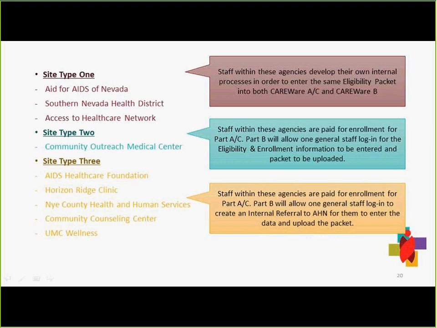Site Type 3 are agencies that are only funded through Part A for enrollment. They do not have access whatsoever to CareWare Part B. These agencies include AIDS Healthcare Foundation, Horizon Ridge Clinic, Nye County Health and Human Services, Community Counseling Center, and UMC Wellness. There is no expectation of these agencies to enter in eligibility data because they do not have access to do so in CareWare Part B. What they do now is create an internal referral to AHN. AHN is being so gracious in getting all of that information entered into CareWare Part B.